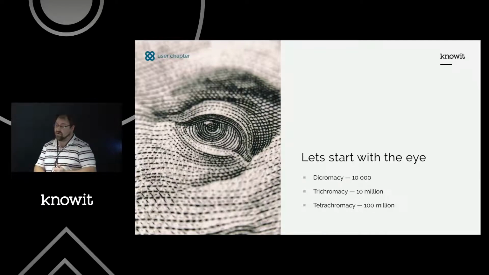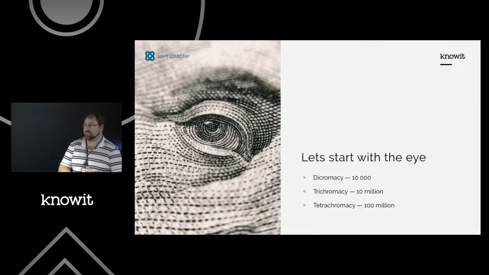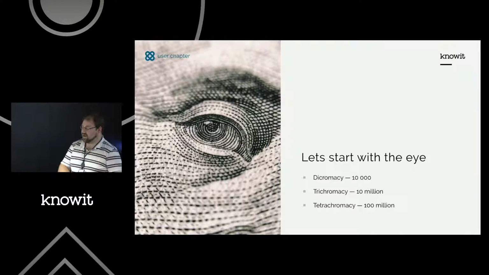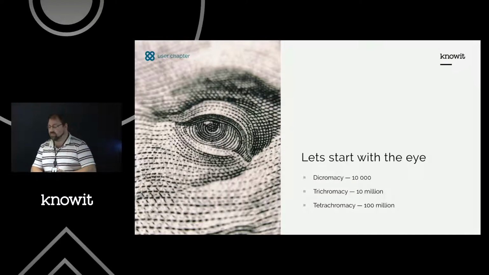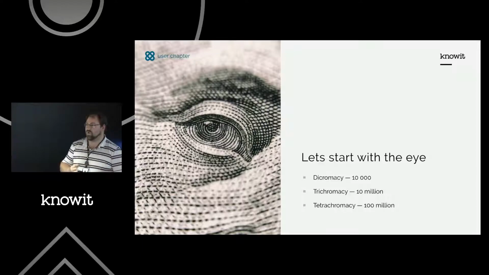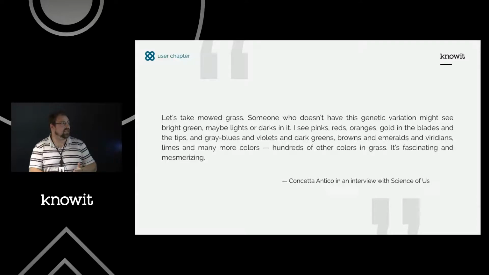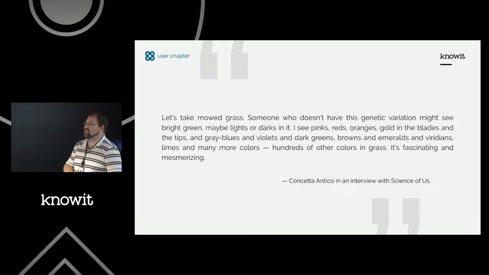We have 3 cones, and we are in the trichromacy group. We can see up to 10 million colors. Terrestrial non-primate mammals are dichromats, and you have reptiles, amphibians, birds, insects, and sometimes even humans who are tetrachromats. This means we have 4 cones in our eye. This is a lady who is a tetrachromat, and she can see 100 million colors.